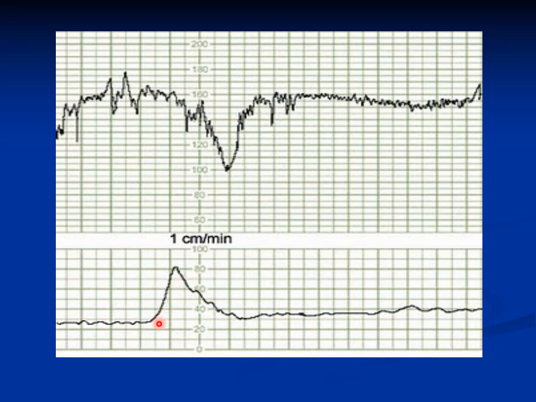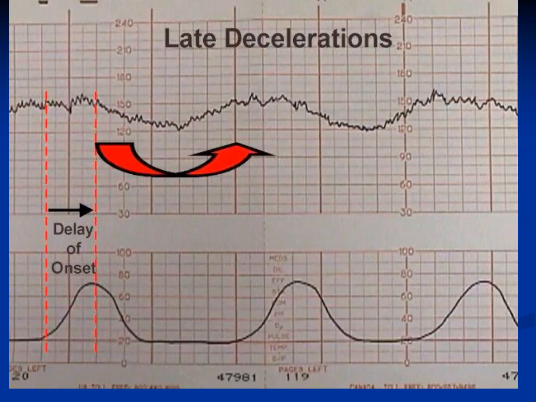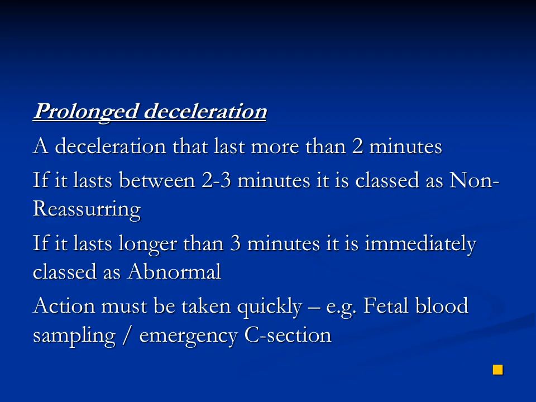Again, this strip, you see this is a contraction, and here after the peak of contraction there is the onset of deceleration, the nadir of deceleration after the end of contraction, and the recovery will be later on. So this is a late deceleration. Again, this is the onset after the peak. This is again late.